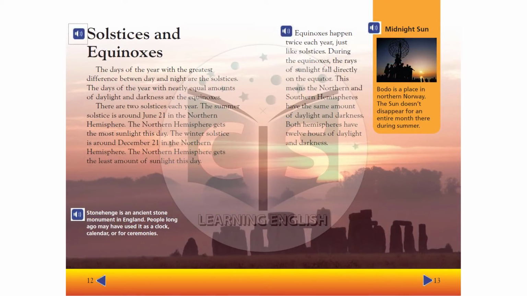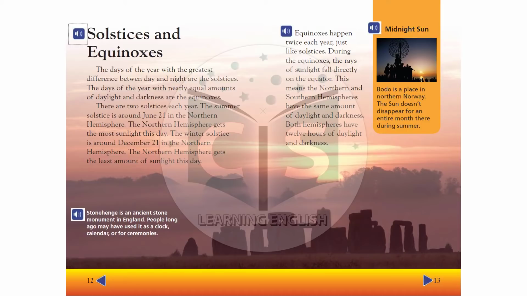Solstices and Equinoxes. The days of the year with the greatest difference between day and night are the solstices. The days of the year with nearly equal amounts of daylight and darkness are the equinoxes. There are two solstices each year.